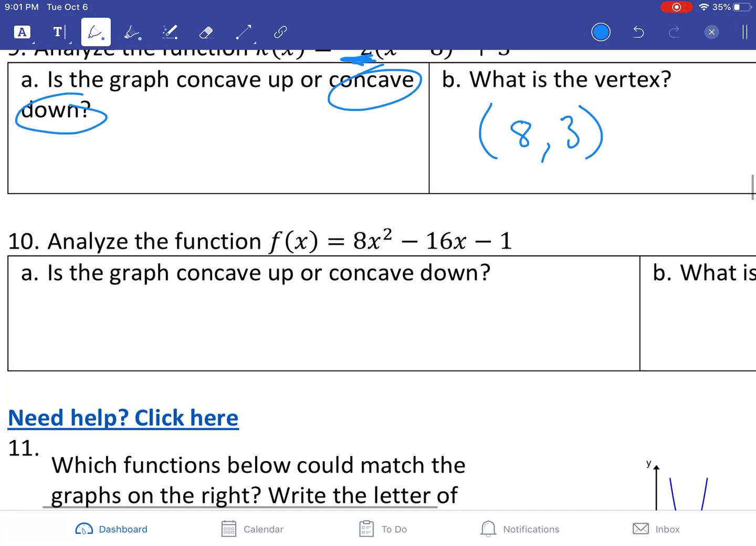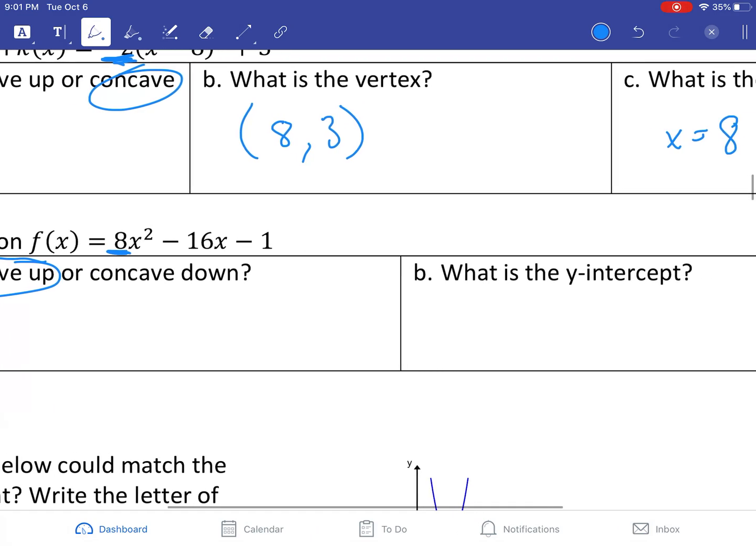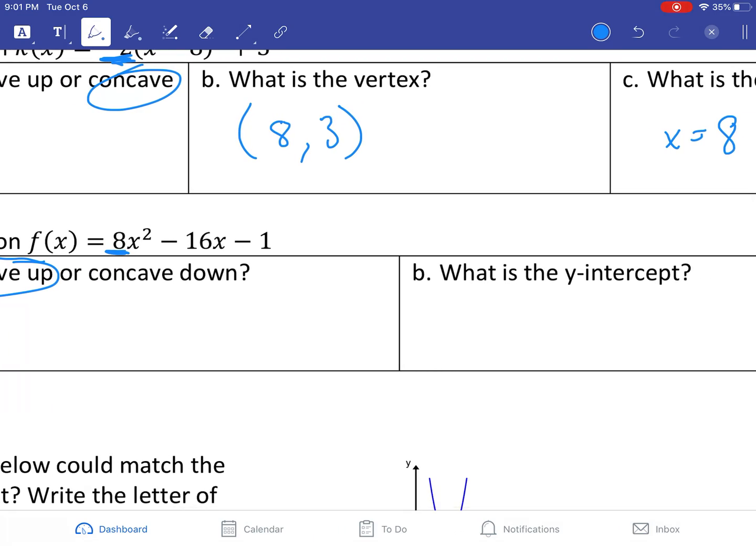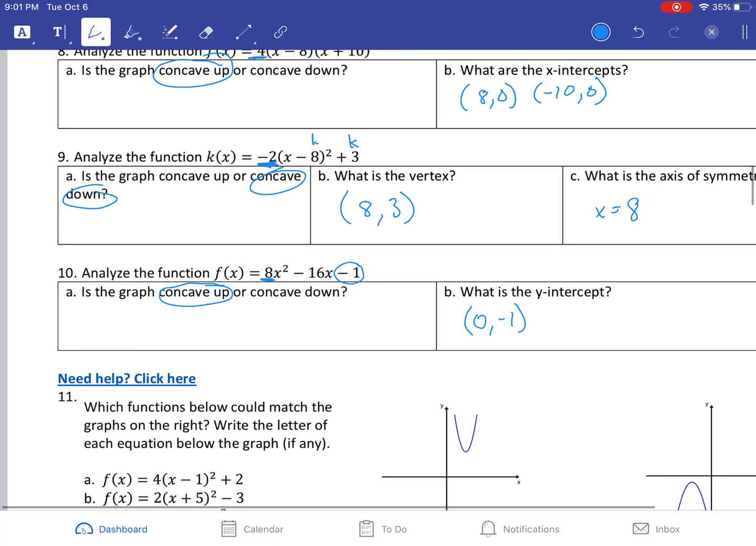Lastly, we have a standard format quadratic. Is it concave up or down? Again, we look at the number out in front. It's a positive 8, so it's going to go up. What is the y-intercept? You look at the last number, and that is where it goes through the y-axis on the graph. So you're going to write this as a point, 0 comma negative 1. And that is the different formats.